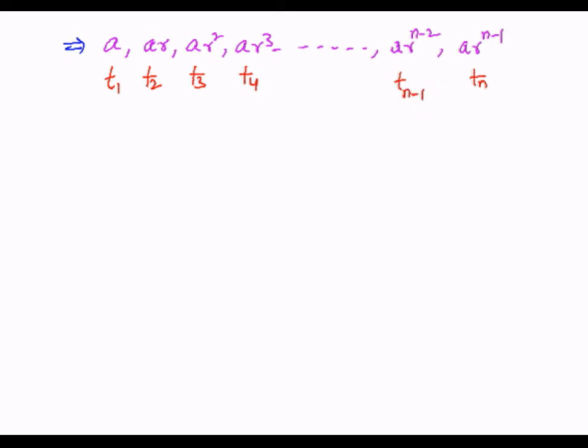But here let us write the sum of all these terms. In order to find out the sum of n terms, we have to add up all these terms, the sum of n terms of geometric progression. So here these are the terms of geometric progression, and we are going to add up all these n terms of this geometric progression.